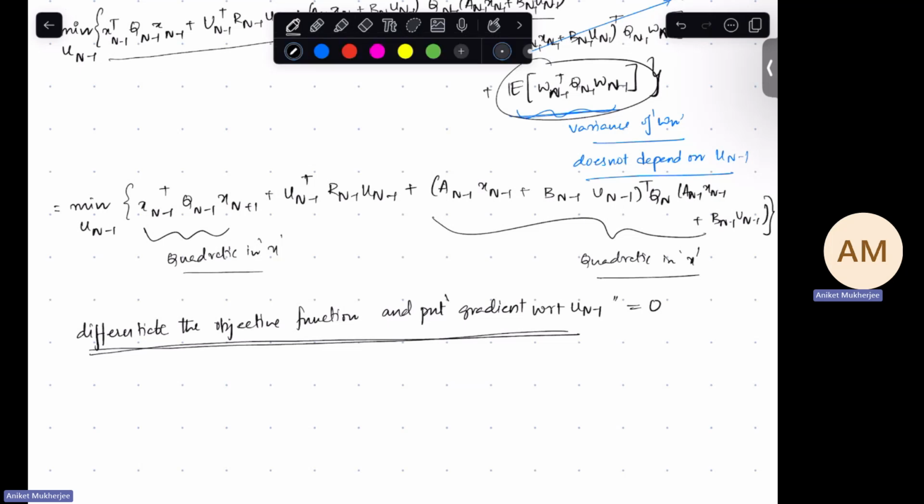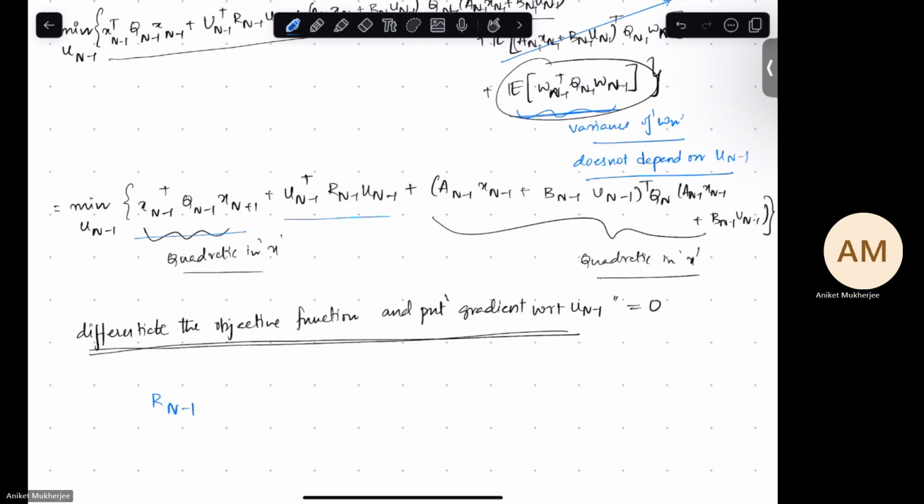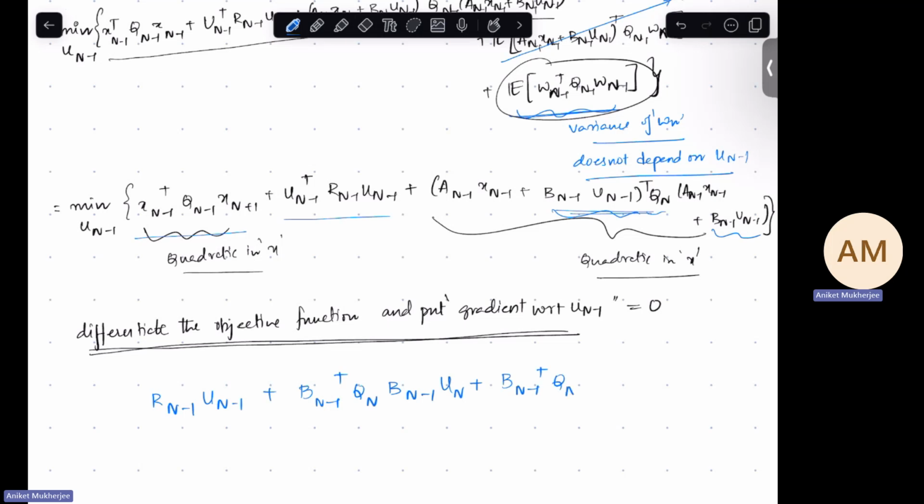So if you do that, what you get is, so this is 0. So here you will get Rn minus 1 un minus 1 plus here you will get Bn minus 1 transpose Qn Bn minus 1, right? So basically these two terms, Qn plus Bn minus 1 transpose Qn and An minus 1 xn minus 1 un minus 1. Oh, no, sorry. Because of differential with respect to, so you'll get these three terms.